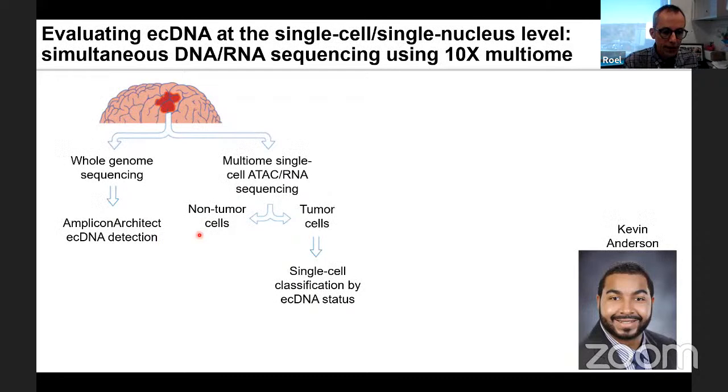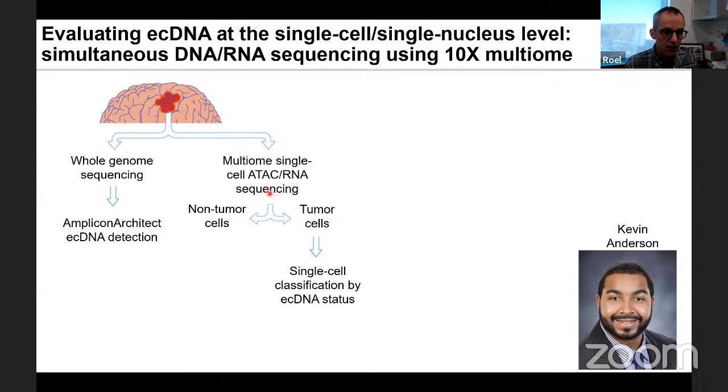In the next analysis, led by Kevin Anderson, who is a postdoc in the lab, we evaluated the presence of ecDNA at the single cell, or really the single nucleus level, because we did single nuclei sequencing. And we did this using the multi-omic platform, the simultaneous DNA or chromatin accessibility and transcriptome sequencing. So this is a 10x multi-omic platform. With collaborators, we retrieved glioblastoma specimens that we then cut in two parts, one part to be directed for whole genome sequencing, and we used the whole genome sequencing then to detect ecDNAs using the AmpliconArchitect tool. Another part of the specimen was sent for multi-omic single cell ATAC chromatin accessibility and RNA sequencing.